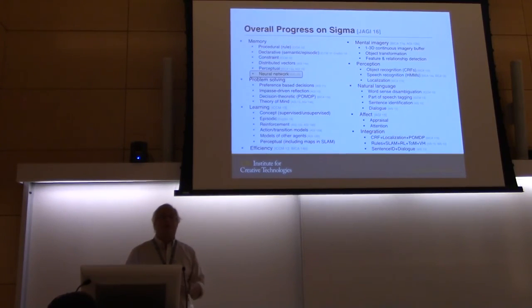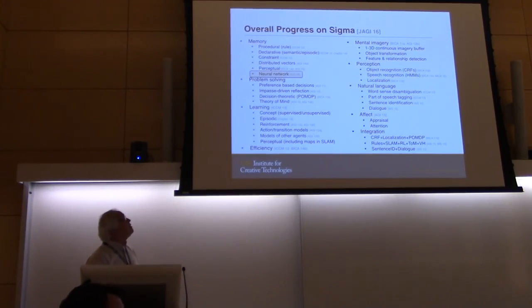Just to wrap up, here's kind of where we are in terms of the kinds of things we've been able to demonstrate in Sigma today. This is the new bit on neural networks. You can see it's a flavor of memory that fits in with many of the other flavors of memory we have, a bunch of other things we have as well.